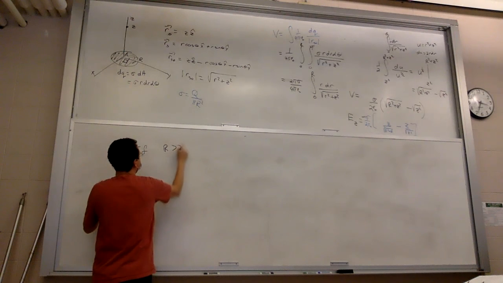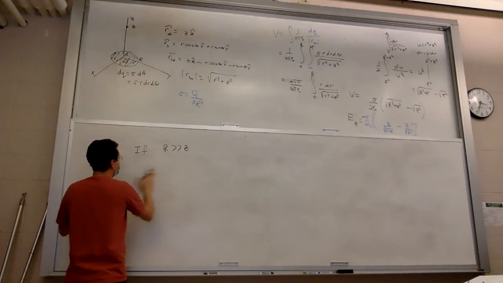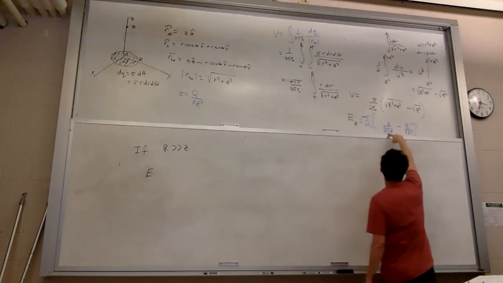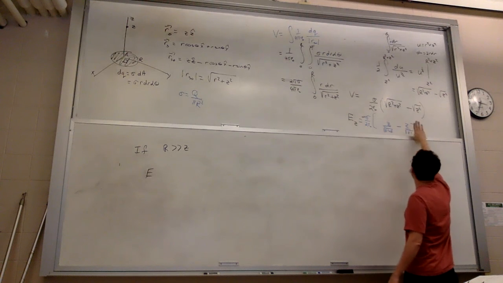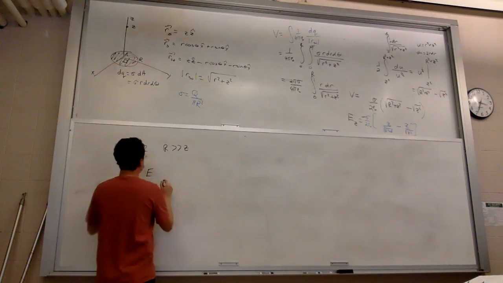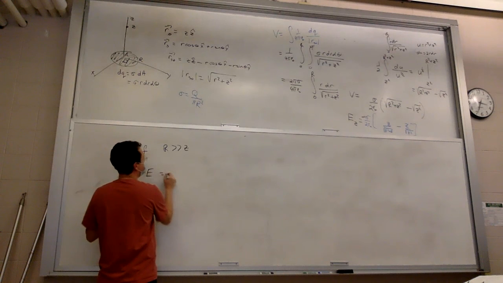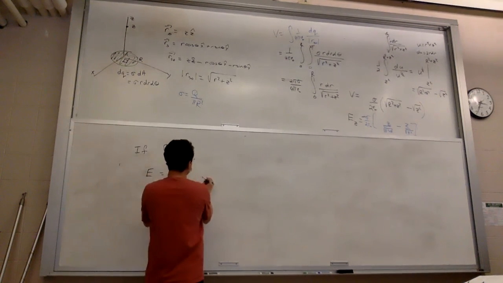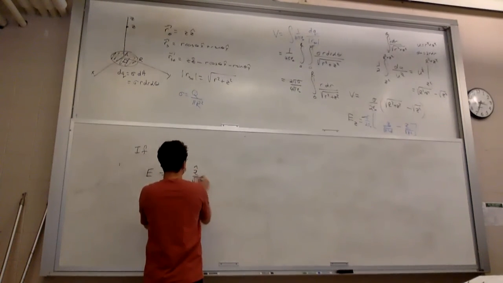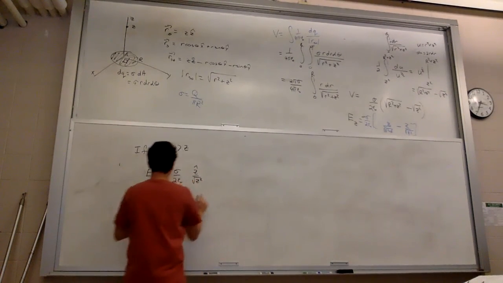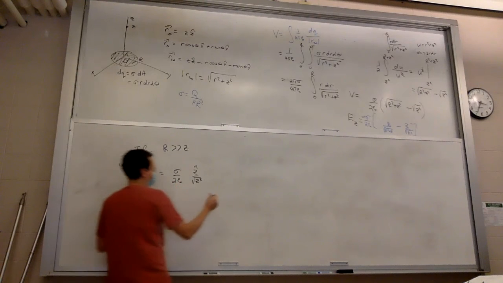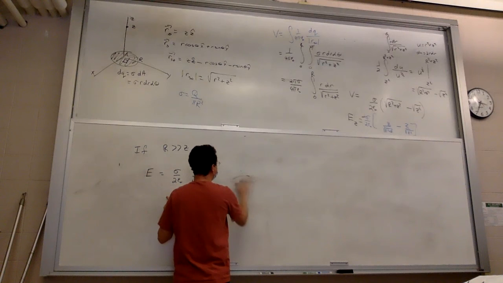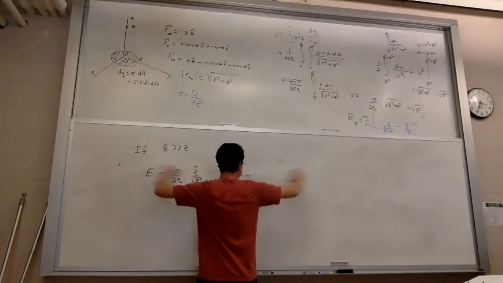If R is much, much bigger than Z, then the electric field we find, well, this becomes very small, and this is all you have left. So this becomes positive sigma over 2 epsilon naught times Z hat over the square root of Z squared. And that's what we expect, right? Because if R is big, it's not a disk anymore, it's like an infinite sheet that fills the whole plane.